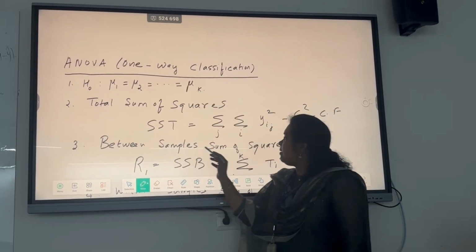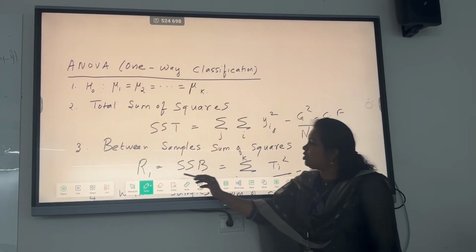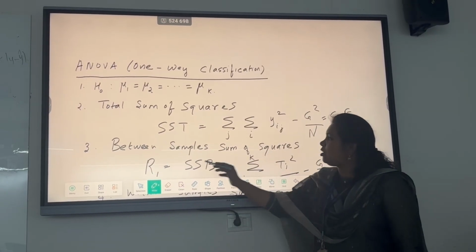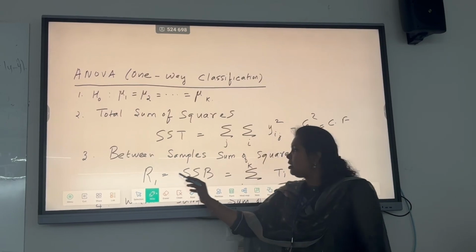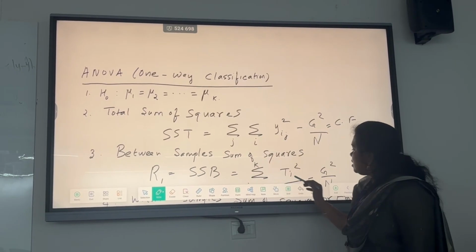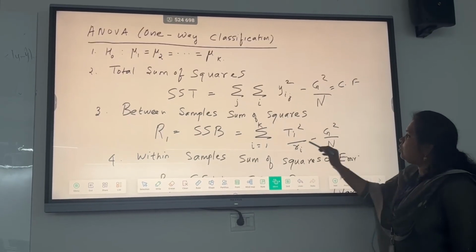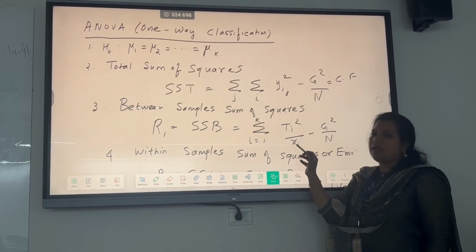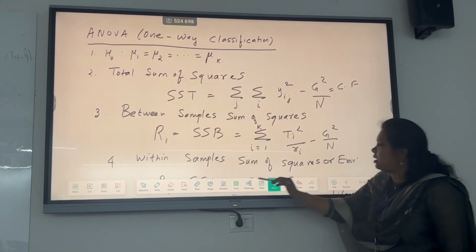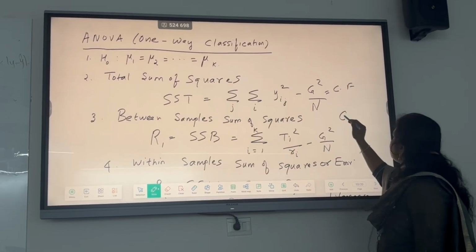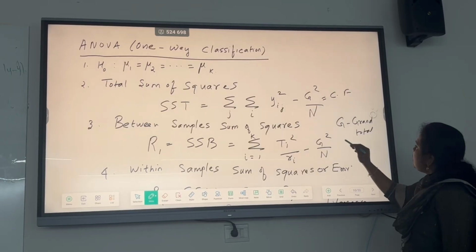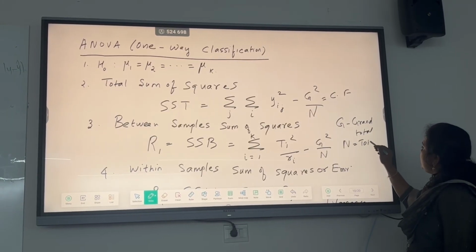Next is the between sample sum of squares, which is denoted by R1. You can take any notation, but we denote it by R1, because it is row-wise, which is SSB. SSB means between sum of squares, which is the summation i equal to 1 to k of Ti squared by Ri minus the correction factor. This G we call the grand total. N is the total number of observations.